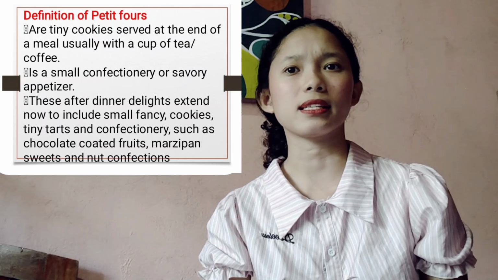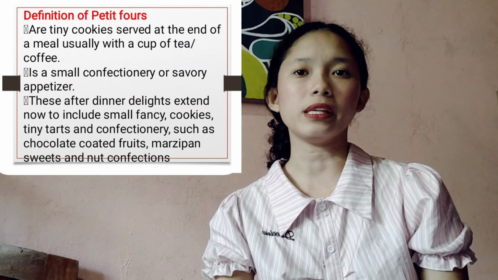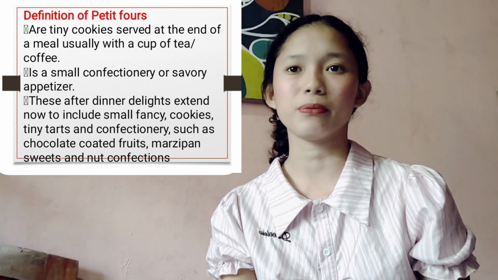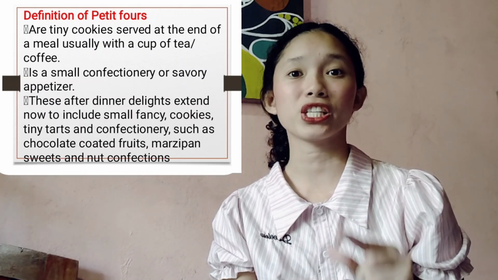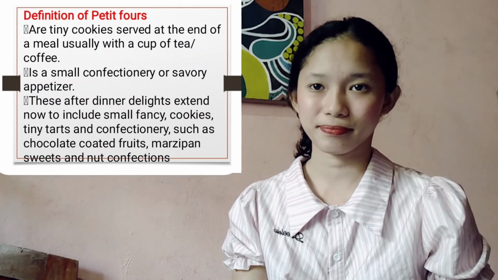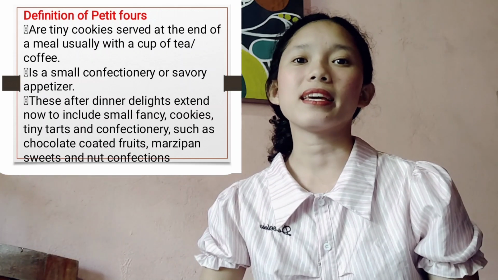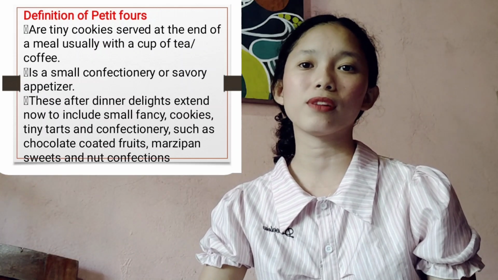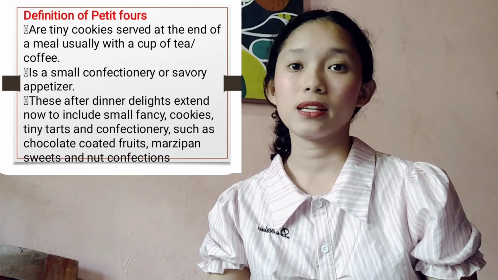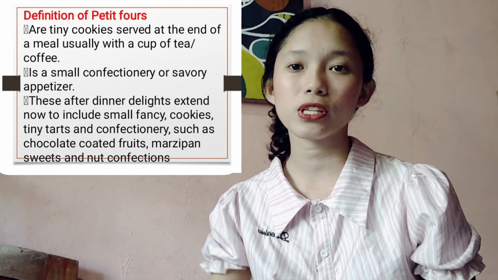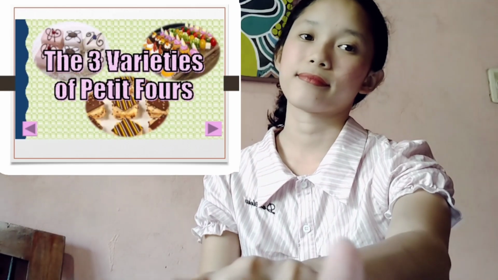Now, what exactly is the Petit? Petit are tiny cookies served at the end of the meal, usually with a cup of tea or coffee. It is a small confectionery or savory appetizer. These are also after dinner delights, extended now to include small, fancy cookies, tiny tarts, and confectionery, such as chocolate-coated fruits, marzipan sweets, and nut confections.